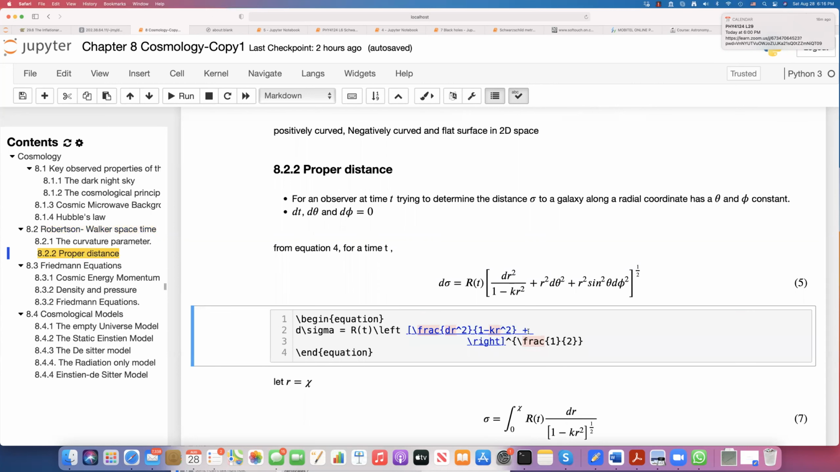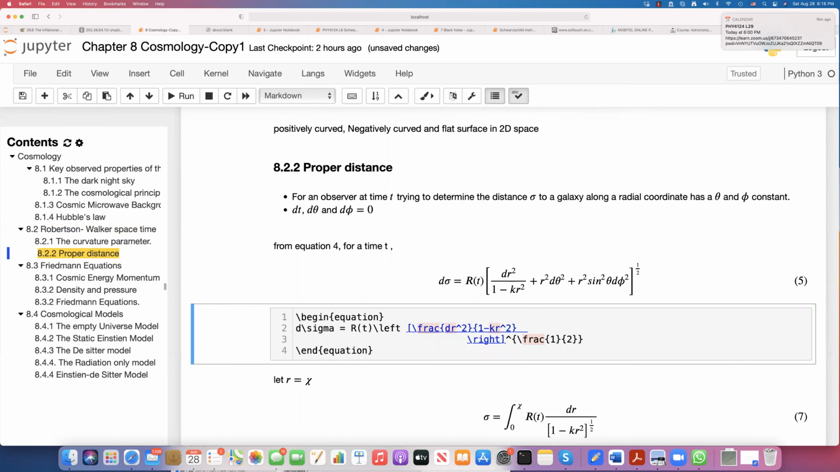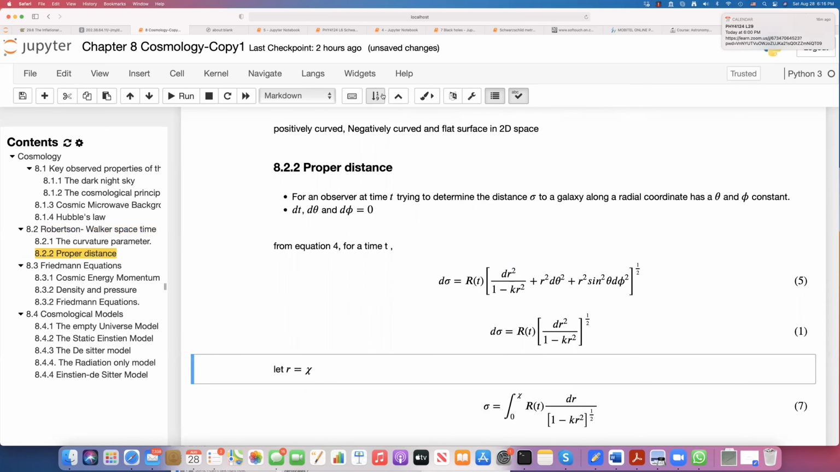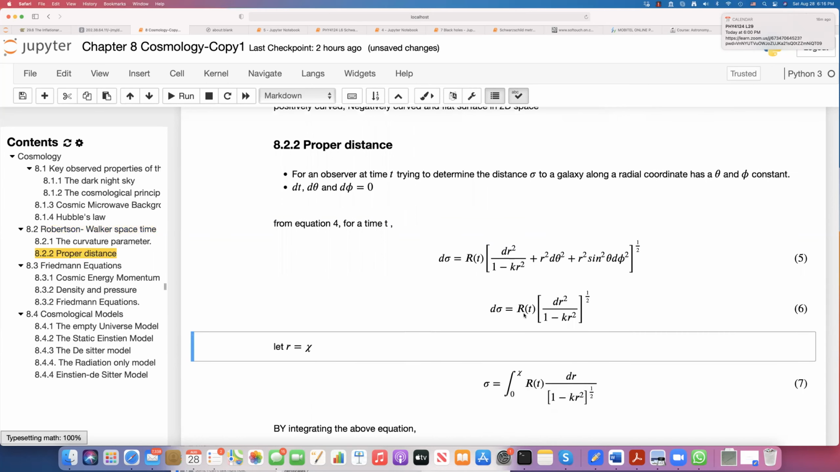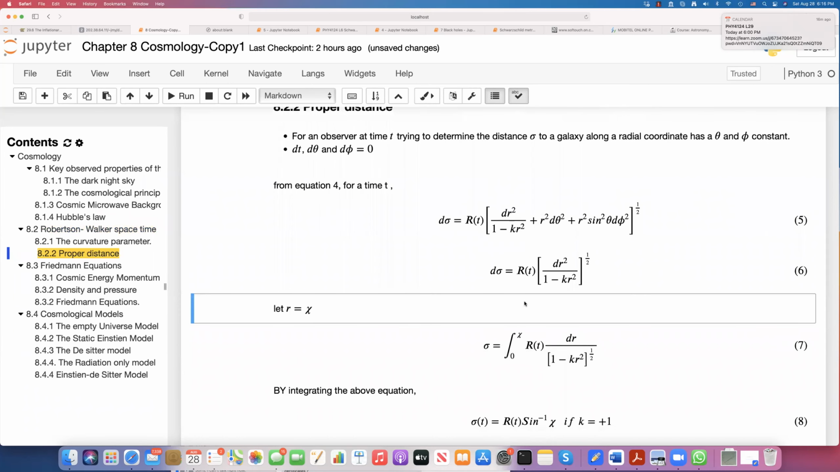There's a plus sign here, which should not be there. So let me make that correction.